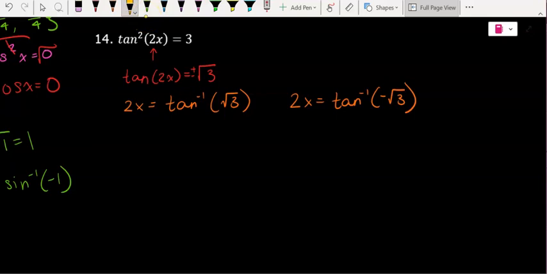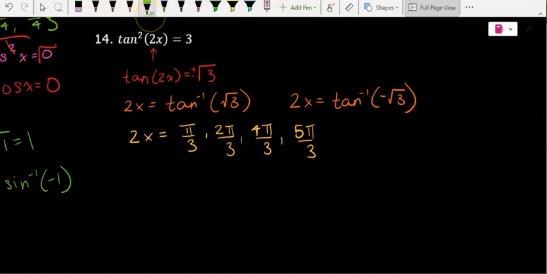So what I'm going to get over here, where does tangent equal square root 3? Well, it equals square root 3 at pi over 3. So I'm going to have pi over 3. It's going to be negative square root 3 at 2 pi over 3. It's going to be positive square root 3 at 4 pi over 3. And it's going to be negative square root 3 at 5 pi over 3. So those are going to be my answers going around my unit circle one time.